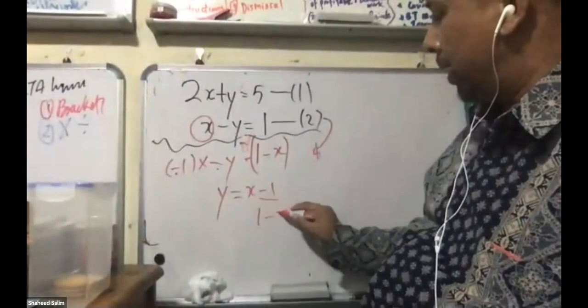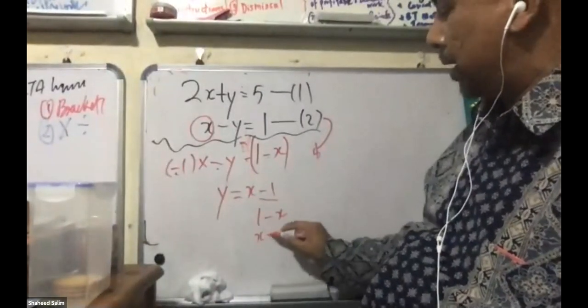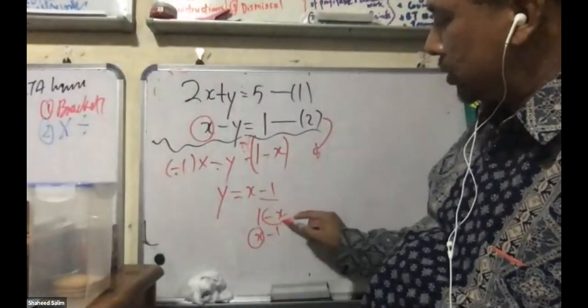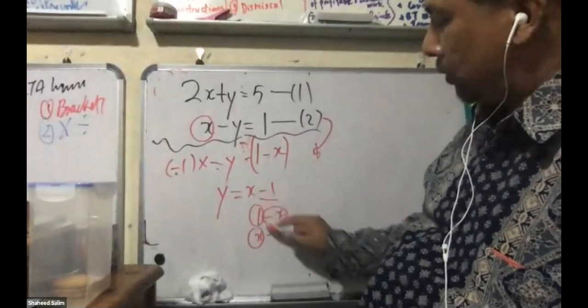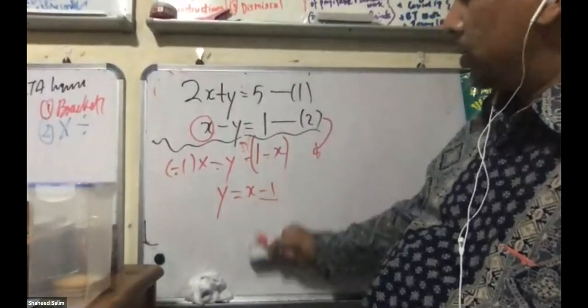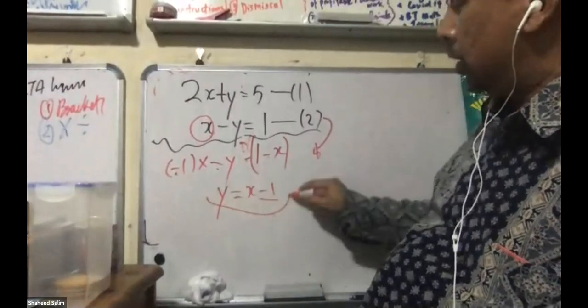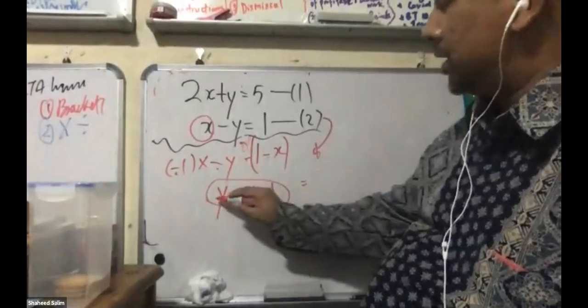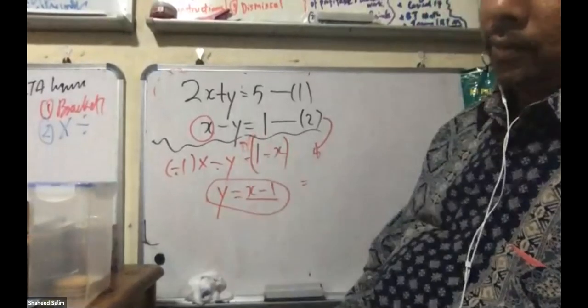Down here now, 1 minus x, the opposite of it is x minus 1. You see that x is positive, this one is negative. This one is positive, this one is negative. So it's opposite. So this is what you are supposed to do, Ryan: make x minus 1 equal to something, because this is y, not minus y.